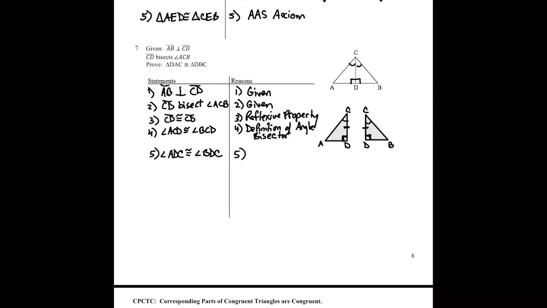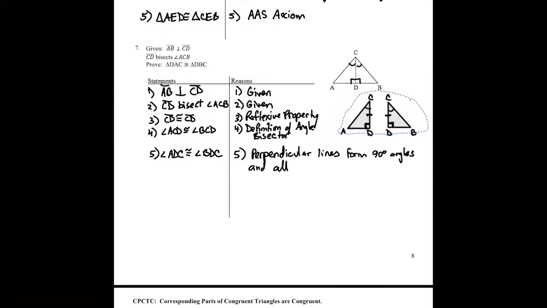All right, so perpendicular lines. I'm going to put the definition rather than the title of the definition. Perpendicular lines form 90-degree angles, and this is a weird one to say, but we have to justify the congruence, right? Yeah, we stated that they're 90-degree angles, but we never said anything about congruence. So all 90-degree angles are congruent.